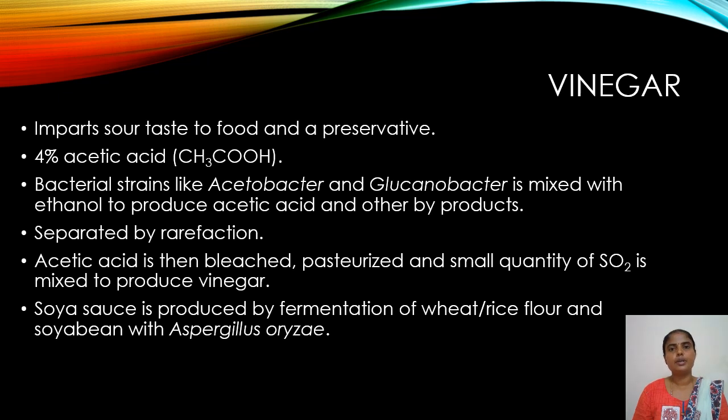The acetic acid produced is separated by a process called rarefaction. This rarefaction is nothing but reducing the density of a compound and extracting them accordingly. Then the acetic acid obtained is bleached with the help of a chemical called potassium ferrocyanide. It is then pasteurized. Then a very small quantity of sulfur dioxide gas is mixed so that we can get vinegar.